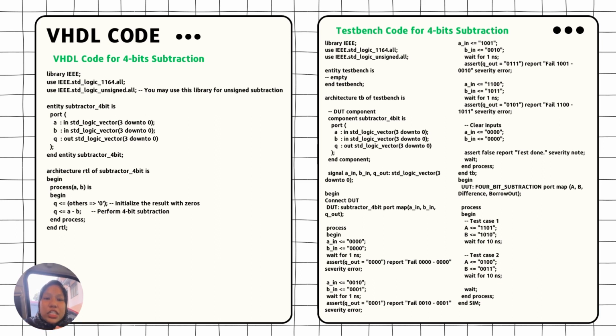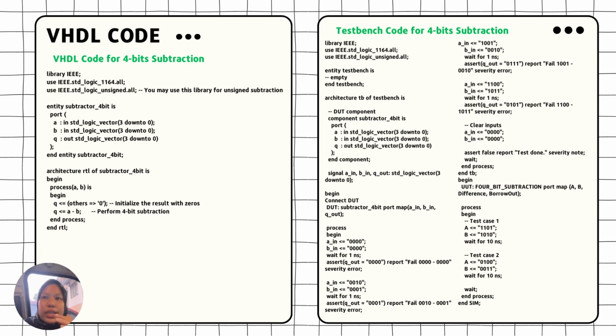Thirdly is the architecture implementation. This declares the architecture named RTL for the entity subtractor 4-bit. Next, the process statement. The process statement begins. It is sensitive to changes in the A and B input vectors. Next, for the result initialization, the result vector Q is initialized to all 0. Then the subtraction operation is performed using the minus operator, subtracting vector B from vector A. The result is assigned to vector Q.